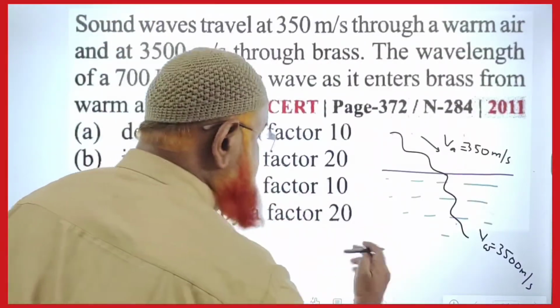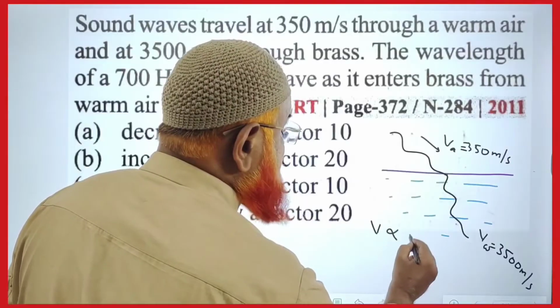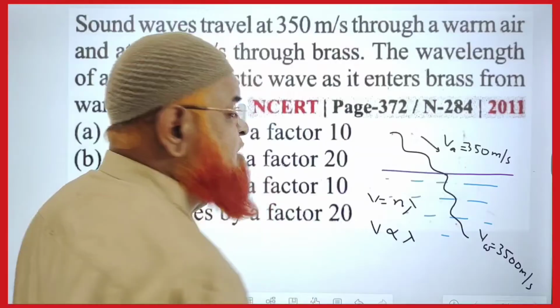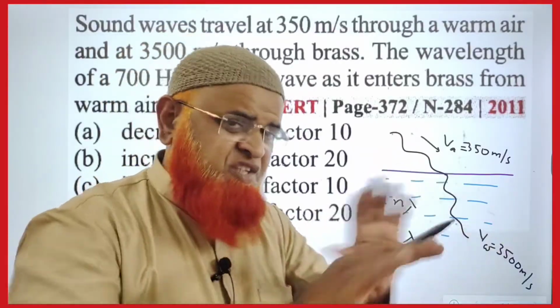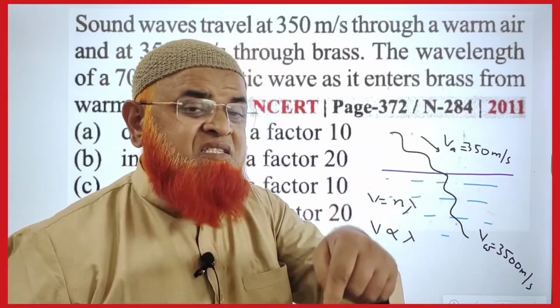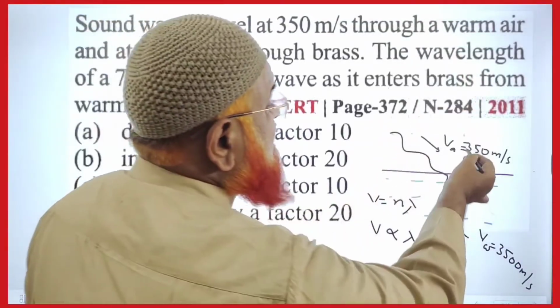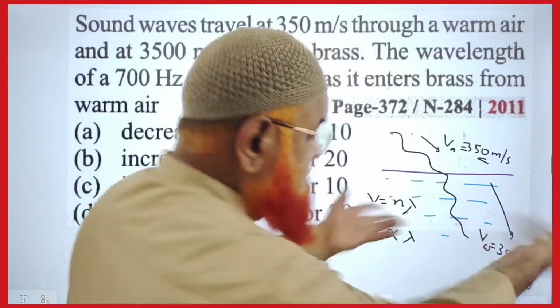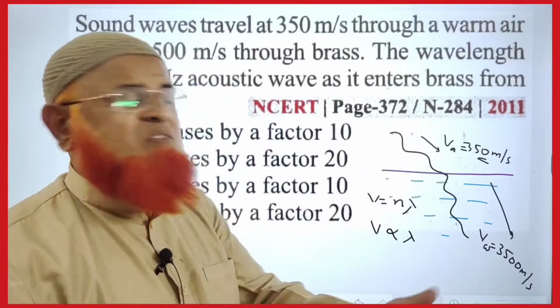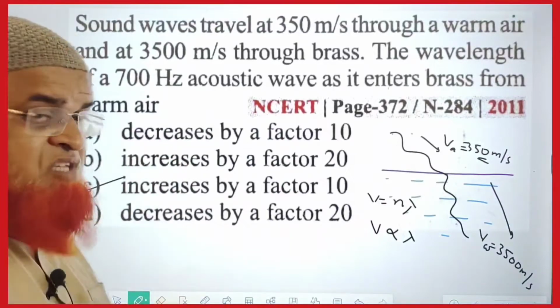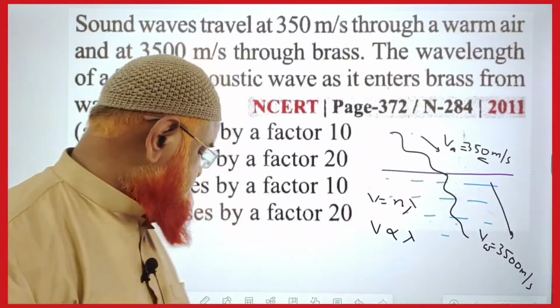You all know, आप सब लोग जानते हैं, velocity is directly proportional to wavelength because v is equal to nλ. Frequency does not change when medium changes. Velocity and wavelength are directly related. Then what happens when velocity increases by 10 times, wavelength also increases by 10 times. That is the answer. Increases by 10 times. Third option is going to be the correct answer.